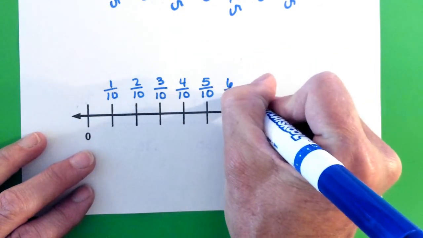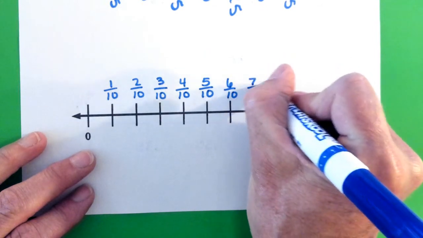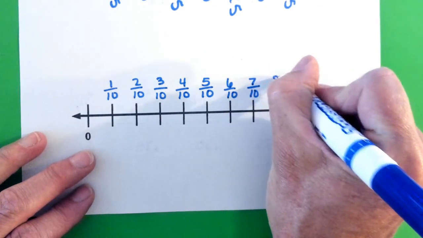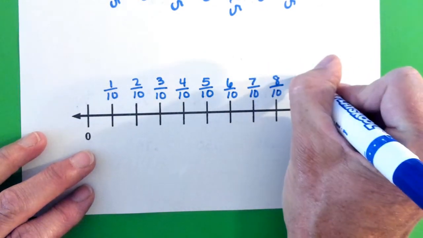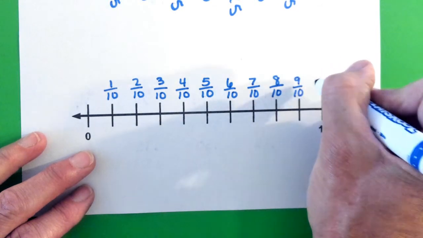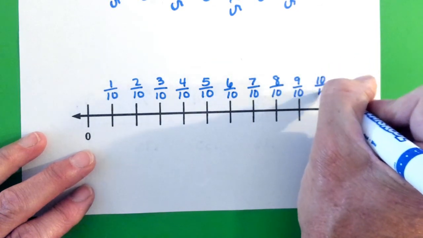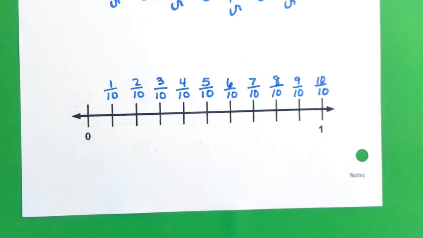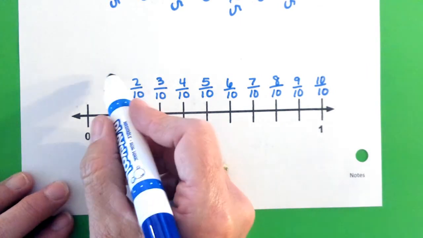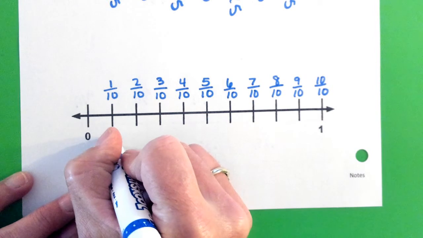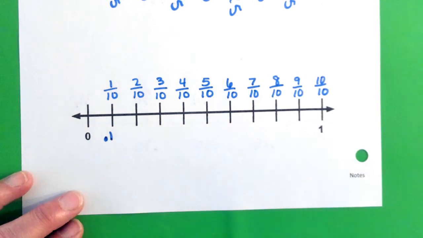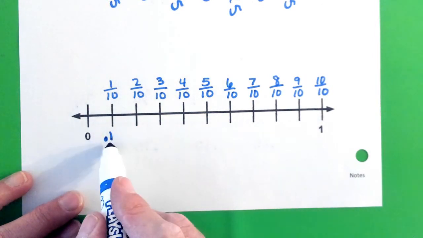6 out of 10, 6/10, 7/10, 8/10, 9/10, and 10 out of 10 gives us 1 whole. So if we had 1 whole dollar, and we divided it into 10 parts, each part would be a dime, which is 10 cents. So 1 dime out of 10 would be worth 10 cents, but 1/10 is a 0.1.